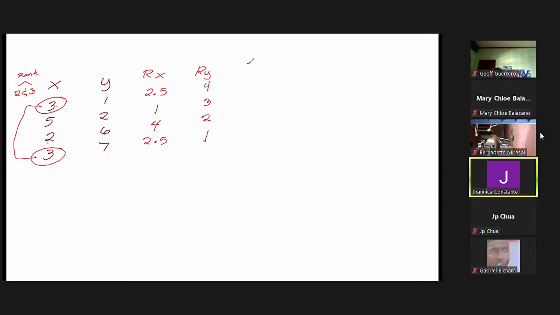So get the difference, the same as what we are doing. So 2.5 minus 4, which is equal to negative 1.5. 1 minus 3 is negative 2. 4 minus 2 is 2. 2.5 minus 1, which is equal to 1.5.